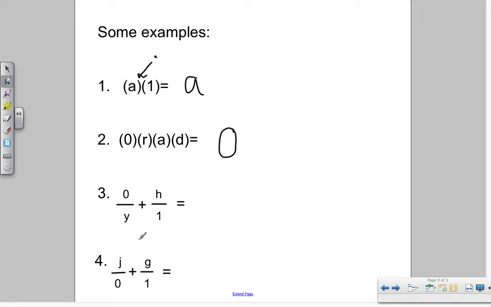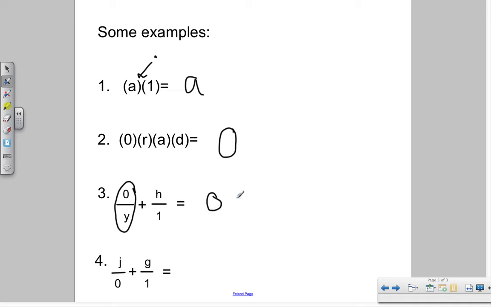Okay, look at number 3. This looks like complicated algebra, but let's think about this. 0 divided by y. Y can be any number it wants, but the minute I have 0 in the numerator, that makes this whole fraction turn into 0, because that's saying 0 divided into y equal groups. So that's 0, because no matter how many groups it is, it's still going to be 0.